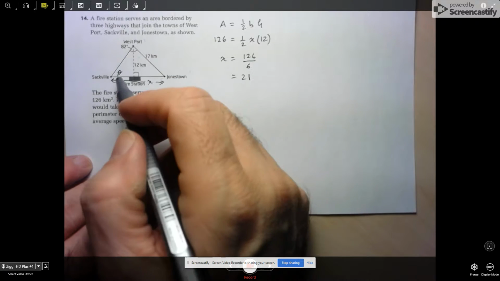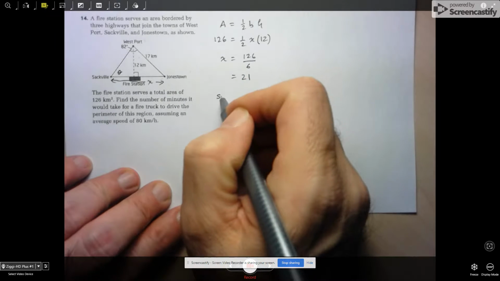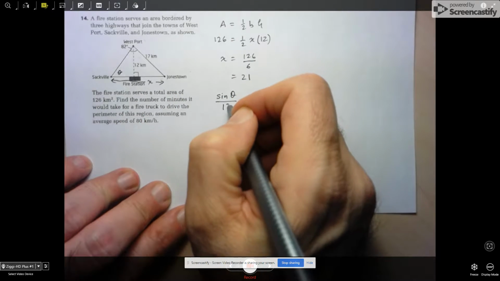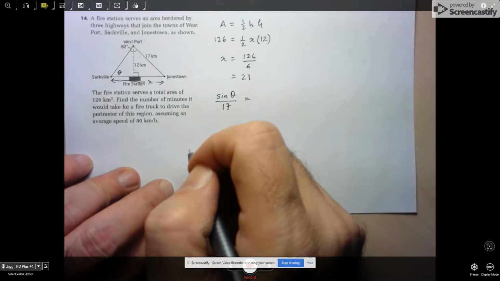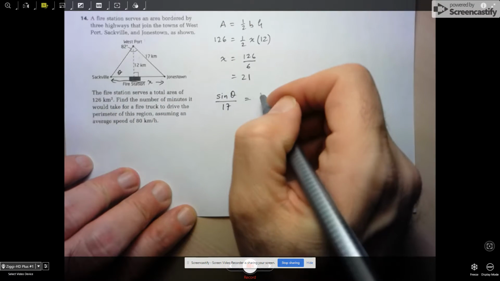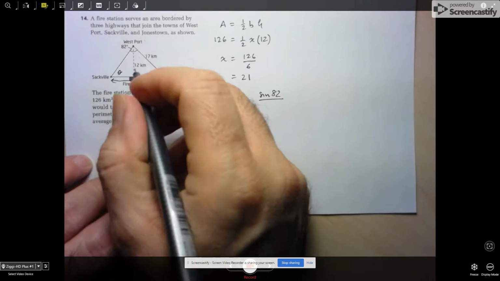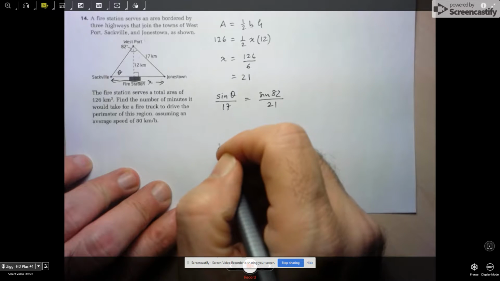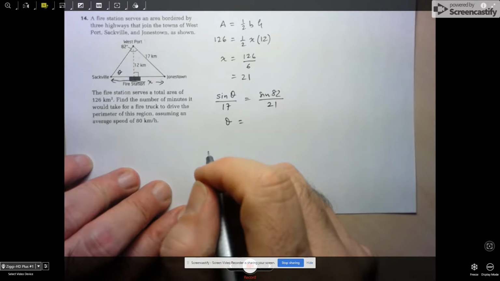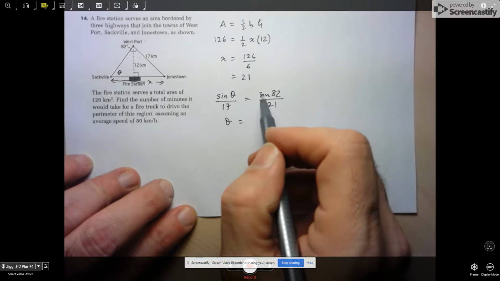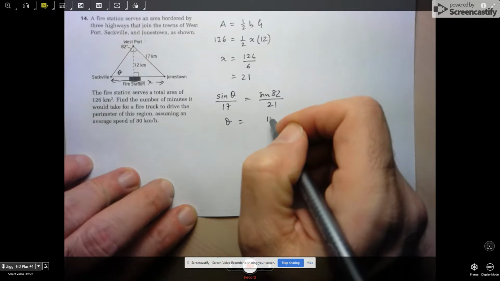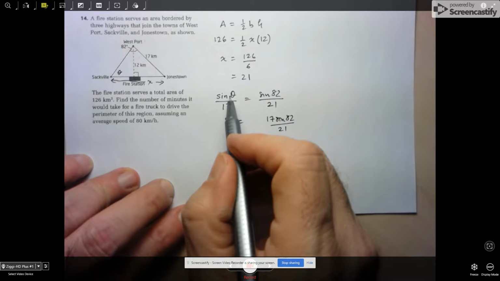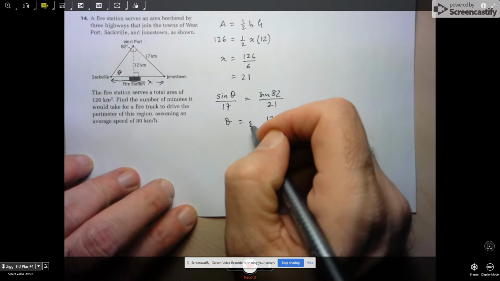Let's set this up. I'm looking for theta, so I'm going to put the sine expressions in the numerator. Sine of theta over its opposite side, which is 17, equals, on the other side, the known ratio: sine of 82 over its opposite side, which is this x we just determined, 21. So theta is going to be equal to, well, let's think about what we'd have to do. First, we have to multiply the 17 to the other side. So 17 sine 82 over 21. And then to isolate for theta, I have to take inverse sine.